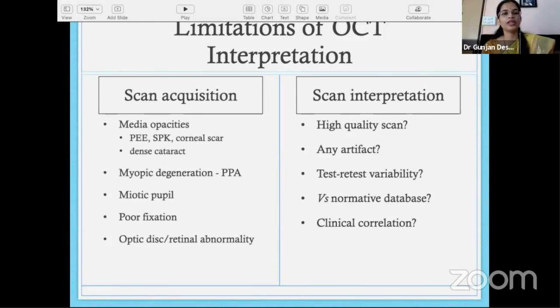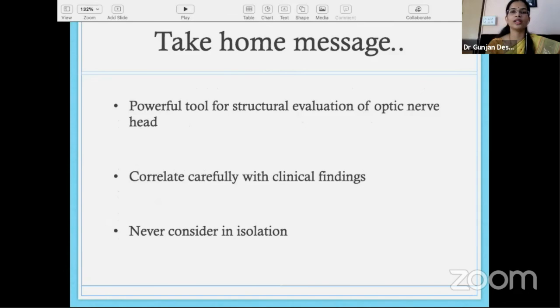We've already discussed media opacities, PPA, miotic pupils, poor fixations, and scan interpretation. Whether it's a good quality scan or not, whether there are artifacts, test-retest variabilities, whether we consider the normative database, and whether it is actually clinically correlating.